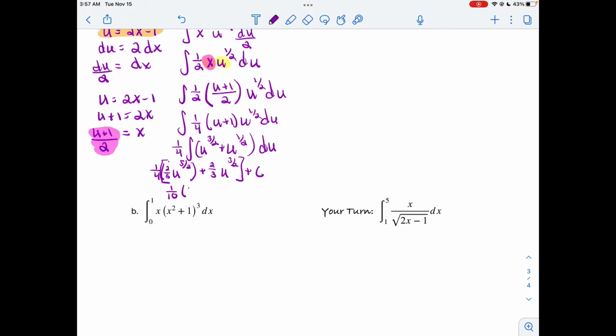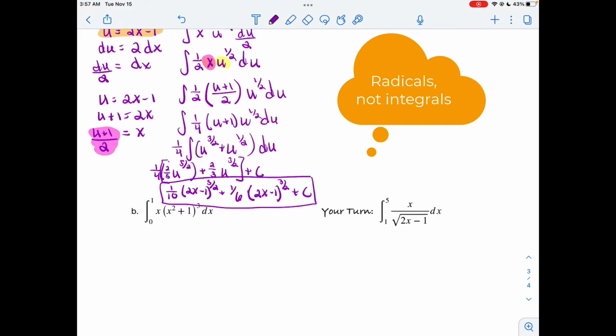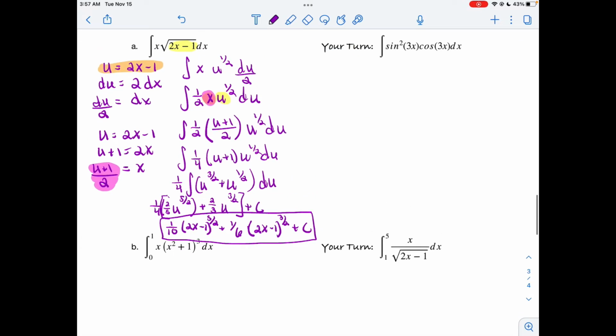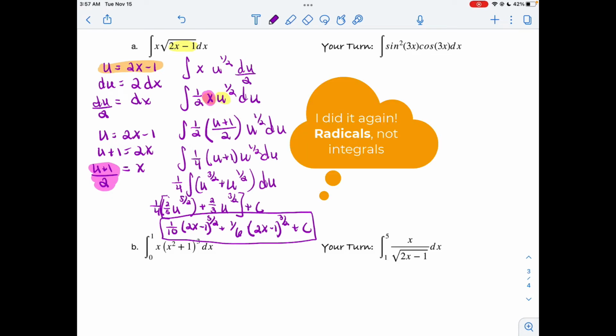So that gives us 1/10 u, which we know to be 2x minus 1, to the 5/2 power, plus 1/6 of u, which is 2x minus 1, to the 3/2 power, plus c. Now you can go back to your radicals here, but when it gets messy like this and you have multiple terms, they tend to let you keep it in fraction powers and not have to go back to the original form of radicals.